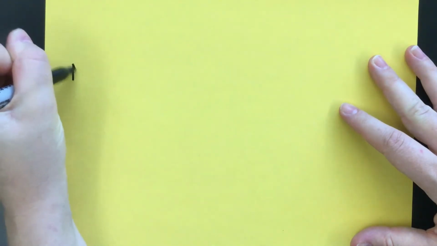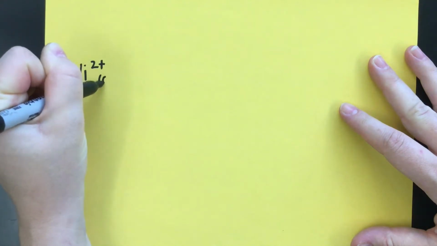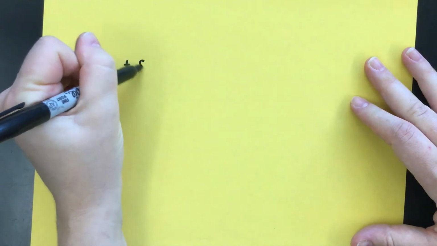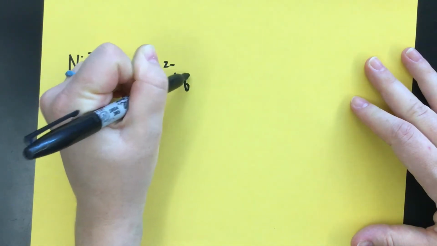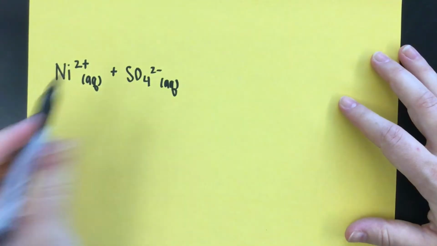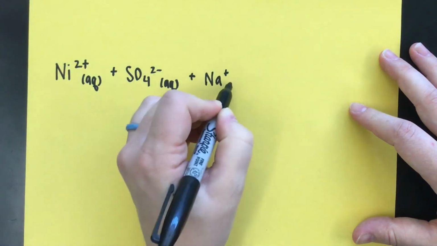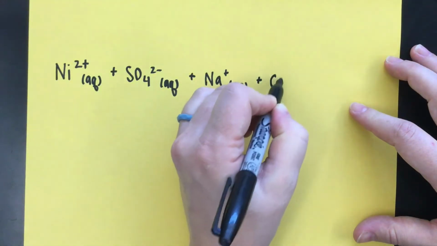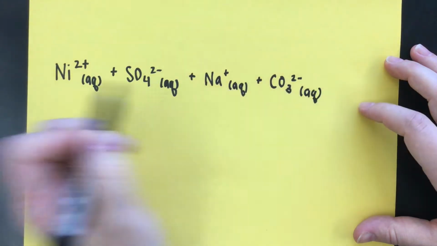So I took nickel ions. Those are dissolved in water, so they're aq. And sulfate ions. And sodium ions. Again, all dissolved in water. And carbonate ions. All dissolved in water.